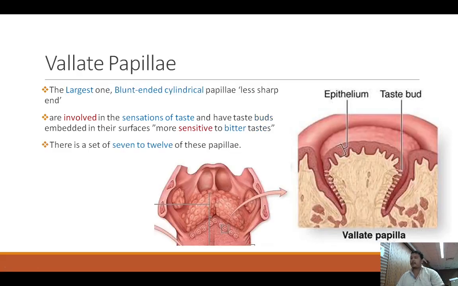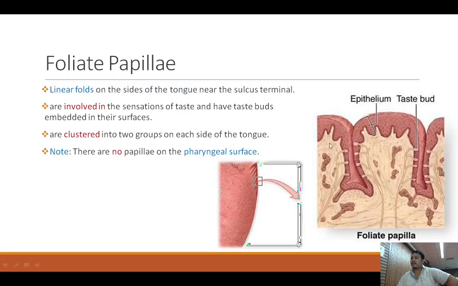Then the circumvallate papillae are the largest papillae, and they are most sensitive to bitter taste. As you can see, the sulcus around the papilla has taste buds. So these are the taste buds. And the foliate papillae are rare and very few in number. They are just in two groups on either side of the tongue.